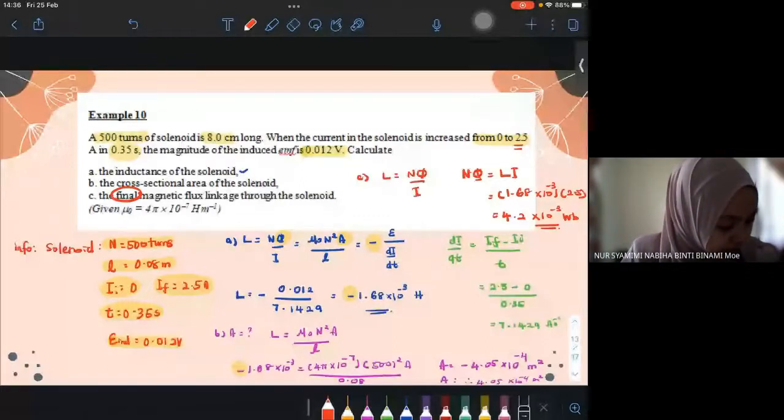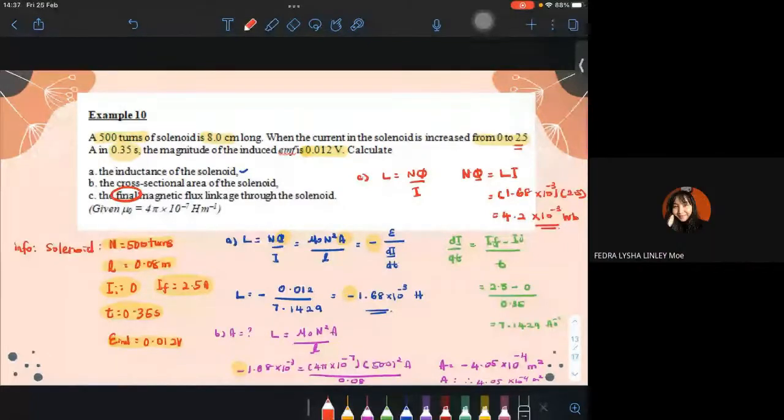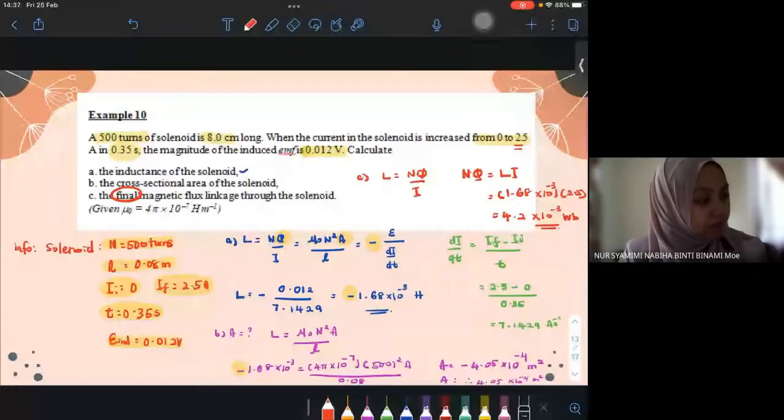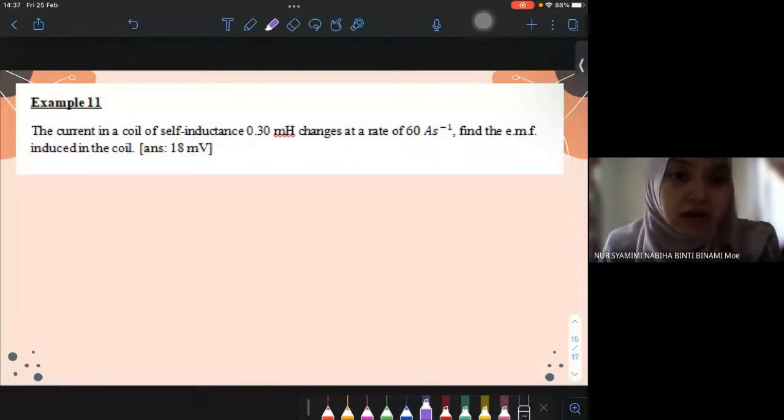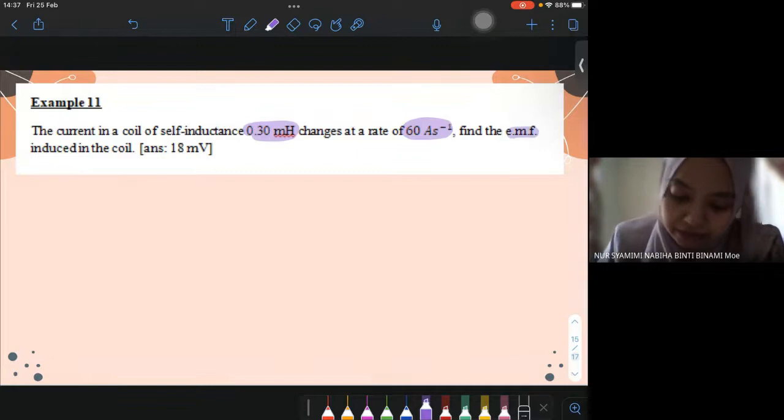Jelas. Jelas, madam. Alright. Okay, so that's for example 10. We go to example 11. Okay, so example 11, the current in a coil of self-inductance is 0.3 millihenry, change at a rate of 60 ampere per second. Find the EMF induced in the coil.